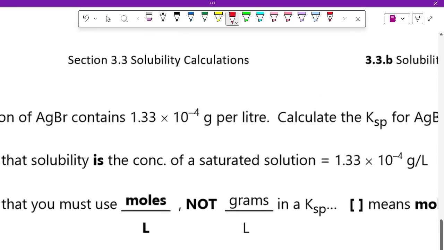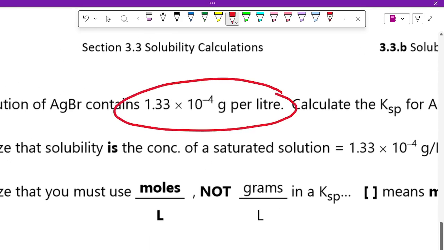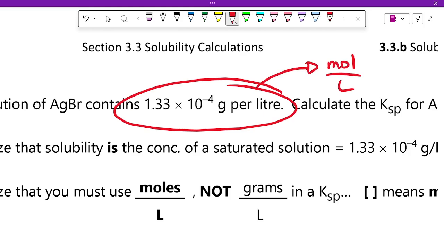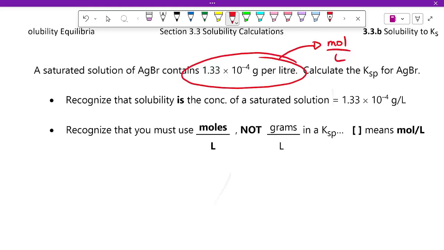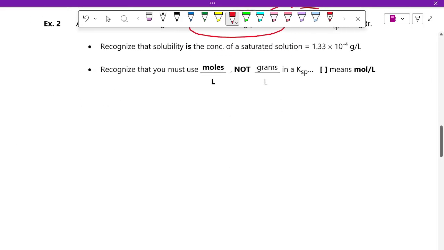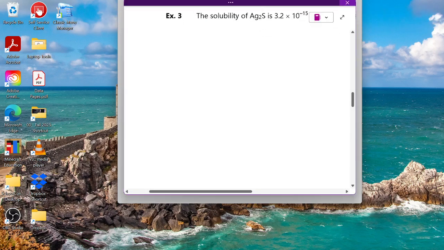If you are given something like grams per liter, we're not going to go through this whole question, but what would you do? You would have to turn it into moles per liter, and then you could solve it, okay? We're not going to do that whole problem because in essence, it's exactly the same, but you have to do a grams to mole conversion.